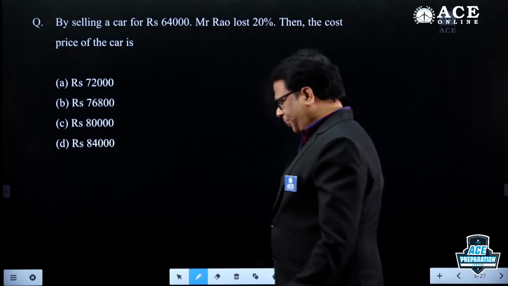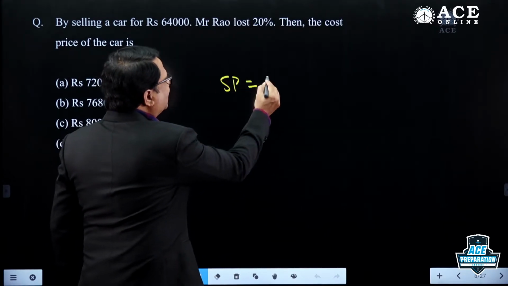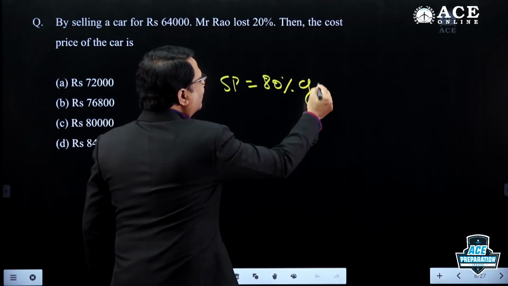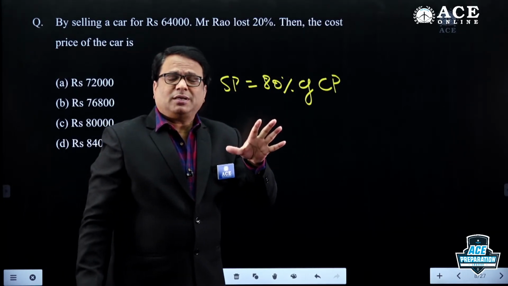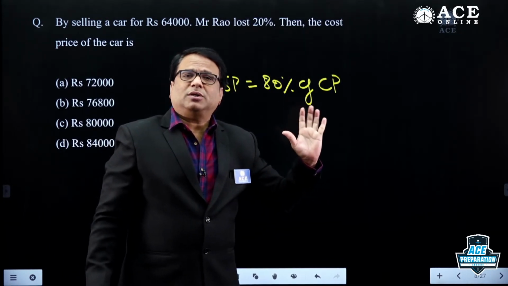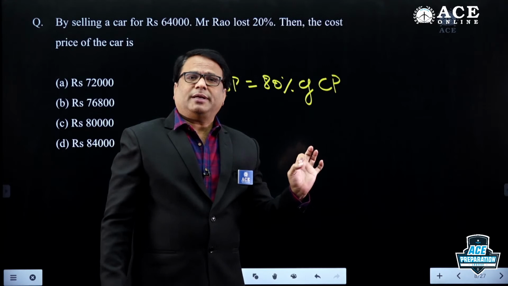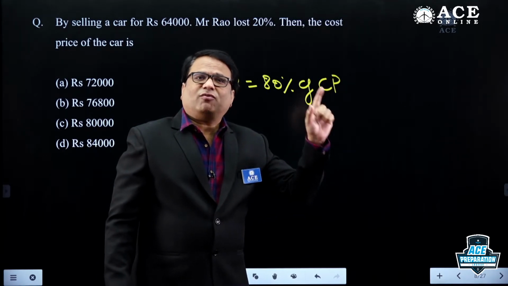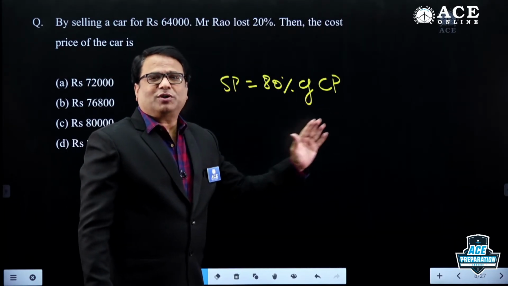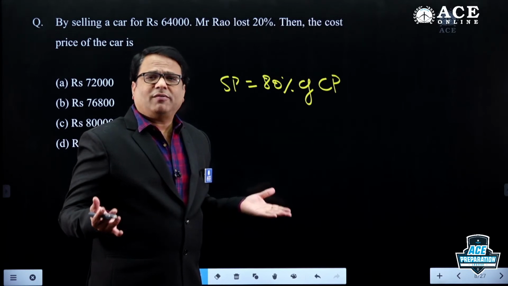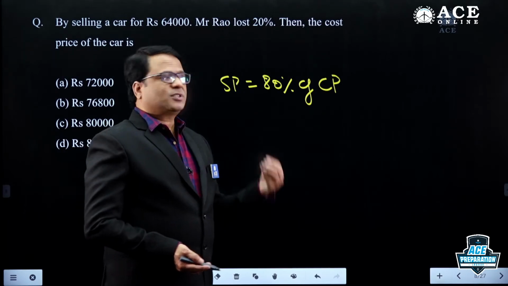That is the question. Now, when loss is 20%, I can write the selling price as 80% of cost price. It is clearly given loss is 20%. And when loss is 20%, I can write the selling price as 80% of cost price, because we discussed if loss is P%, selling price can be written as 100 minus P% of cost price. So if loss is 20%, selling price is 80% of cost price. But selling price already given as how much?